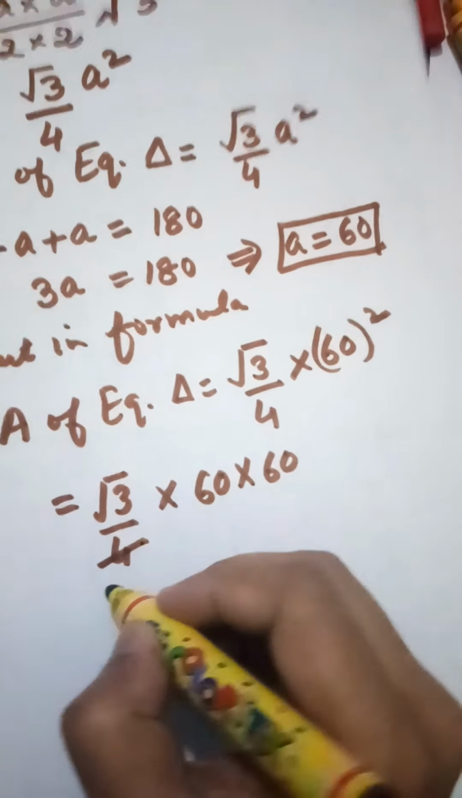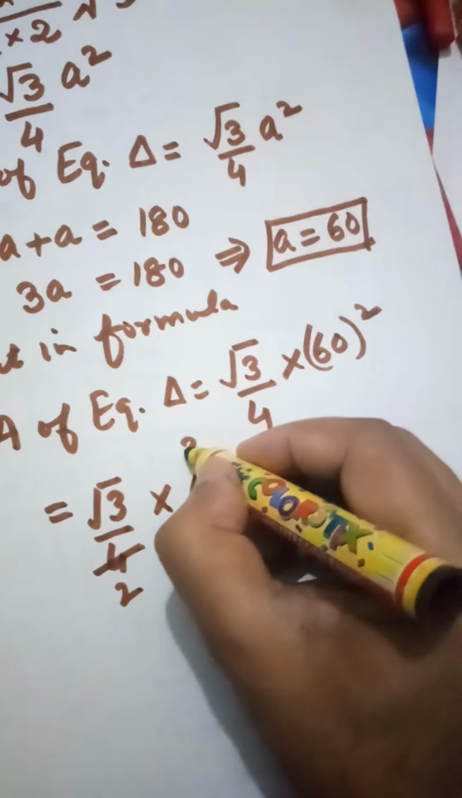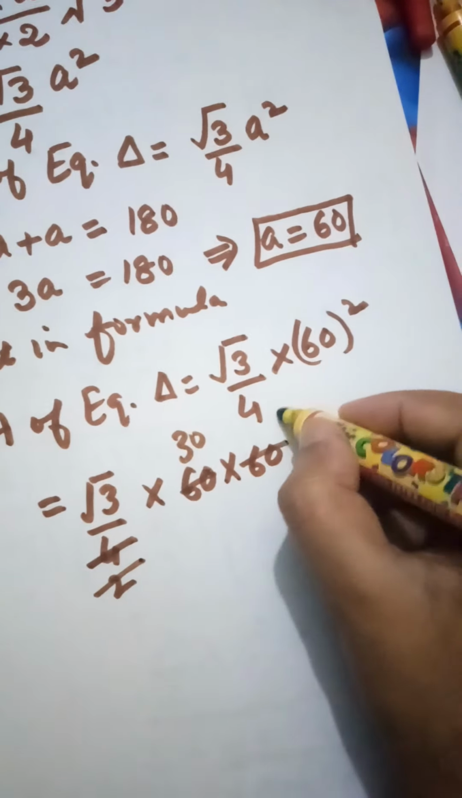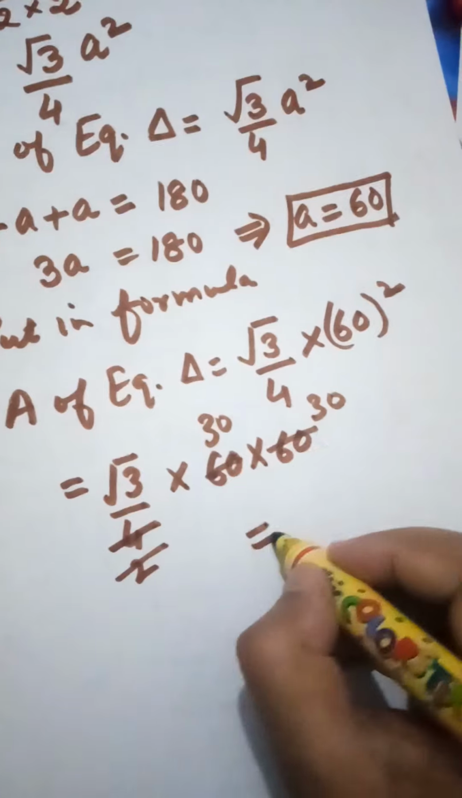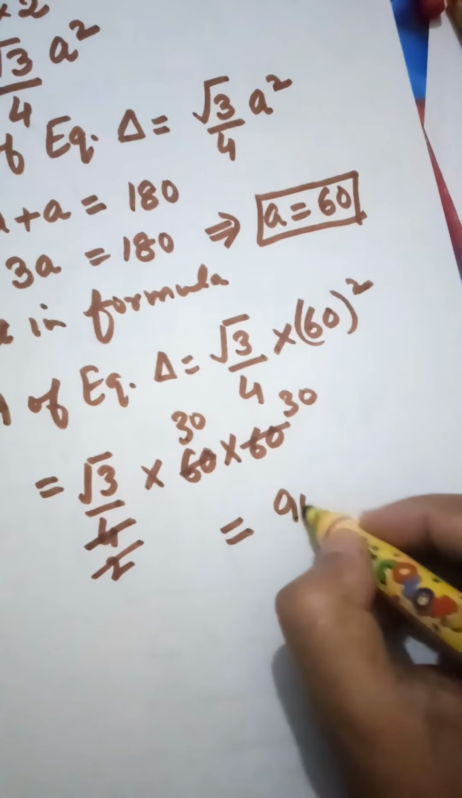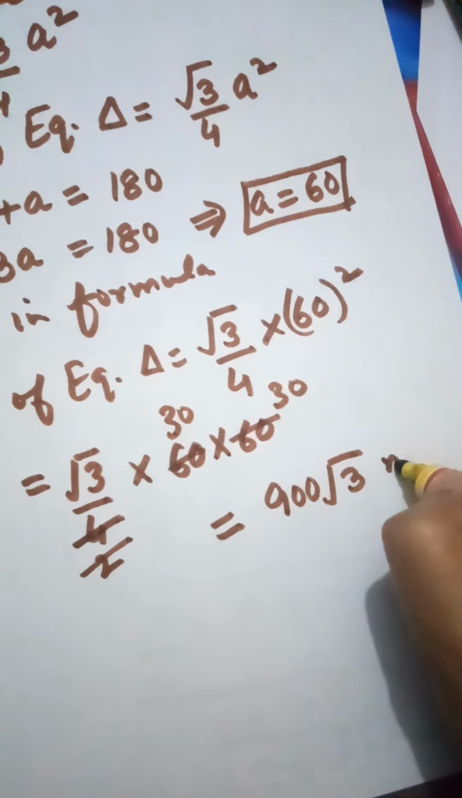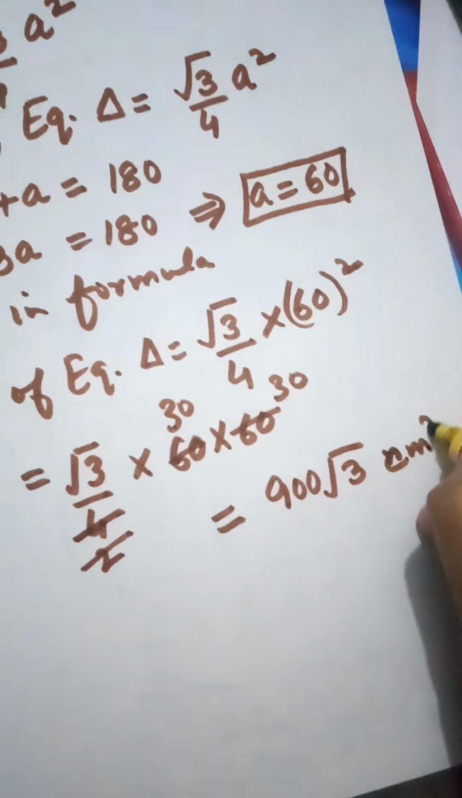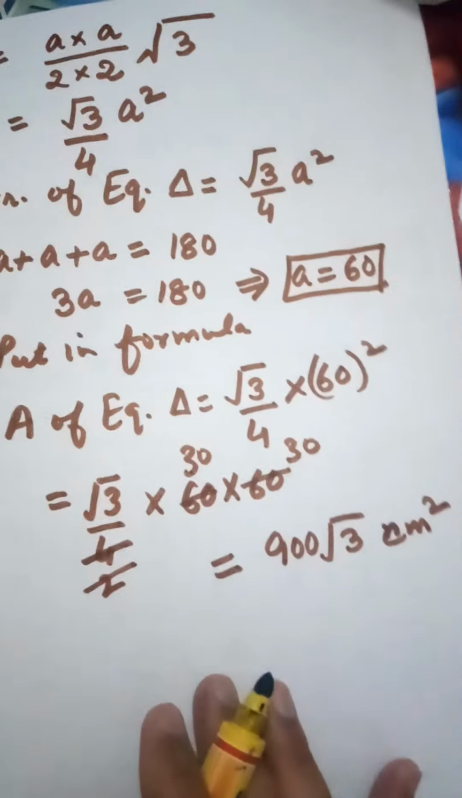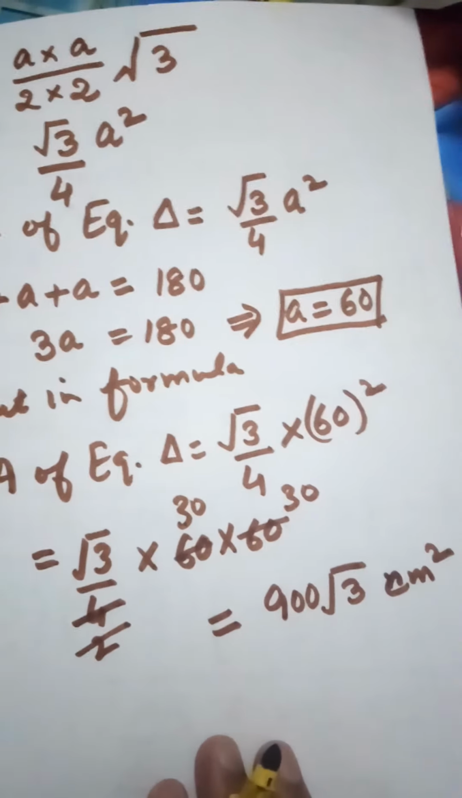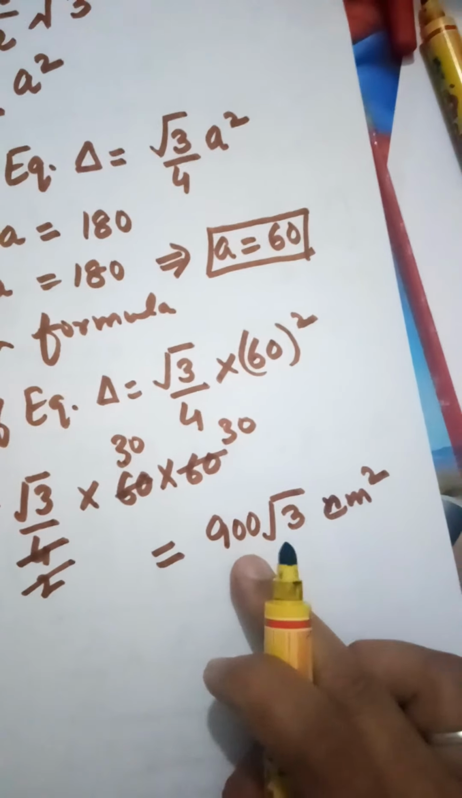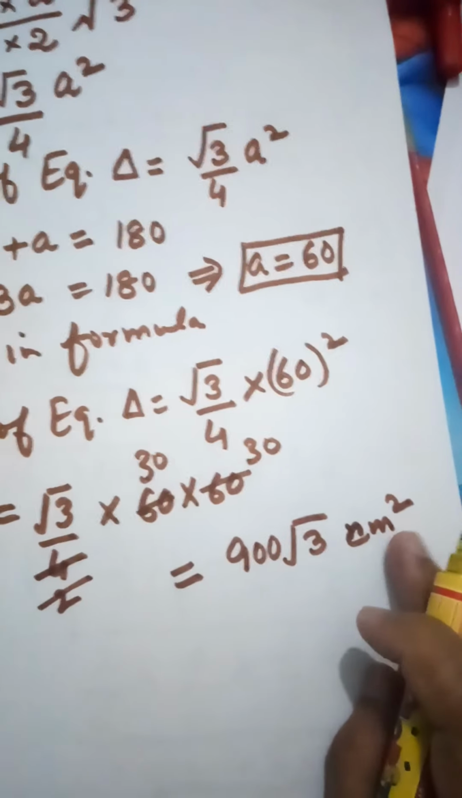Do the cuttings. 2 to the 4, 30. Again 2, 30. And if you multiply that, 30 into 30 is 900 under root 3 meter or centimeter square, whatever was the dimension of that. If it was 180 centimeter, so definitely the area will be in centimeter square or square units.